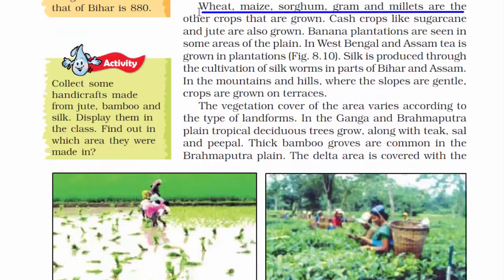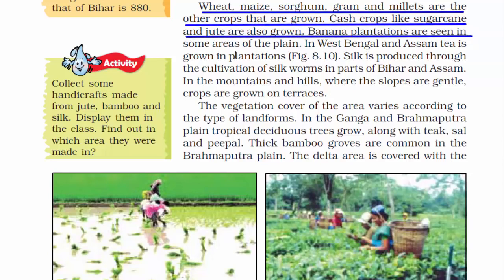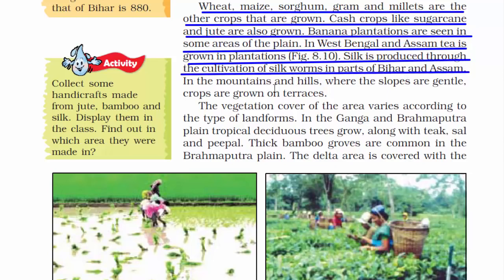Wheat, maize, sorghum, gram and millets are the other crops that are grown. Cash crops like sugarcane and jute are also grown. Banana plantations are seen in some areas of plain. In West Bengal and Assam, tea is grown in plantations. Silk is produced through the cultivation of silkworms in parts of Bihar and Assam. In the mountains and hills, where the slopes are gentle, crops are grown on terraces.